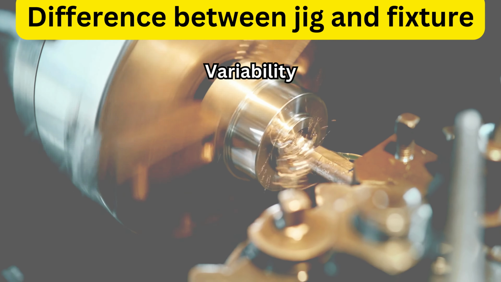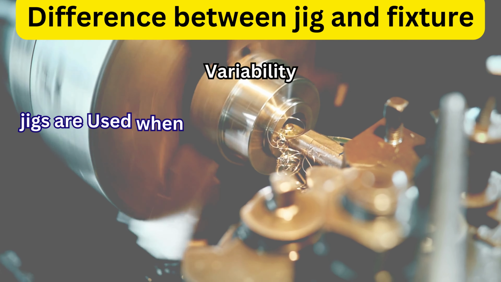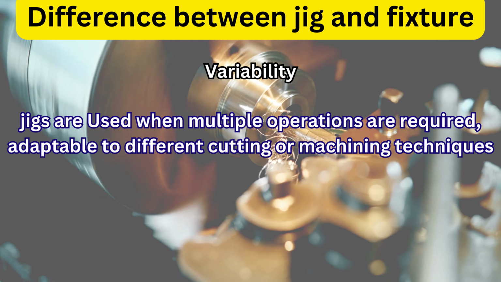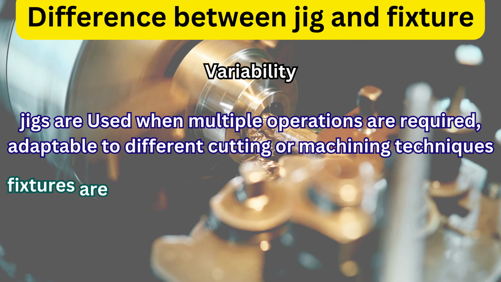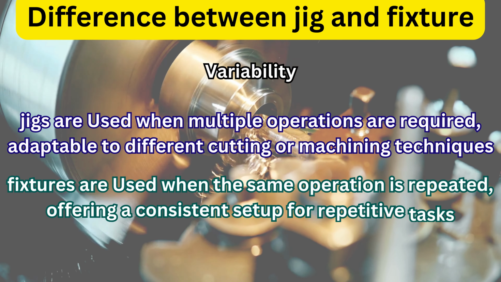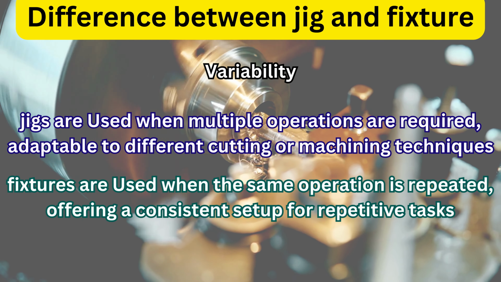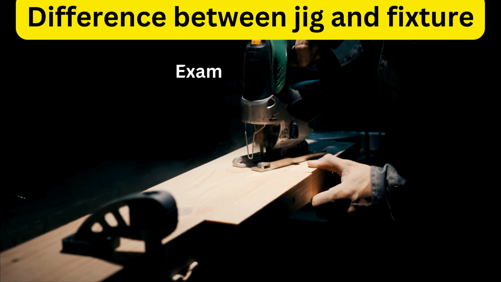Variability: Jigs are used when multiple operations are required, and are adaptable to different cutting or machining techniques. Fixtures are used when the same operation is repeated, offering a consistent setup for repetitive tasks.